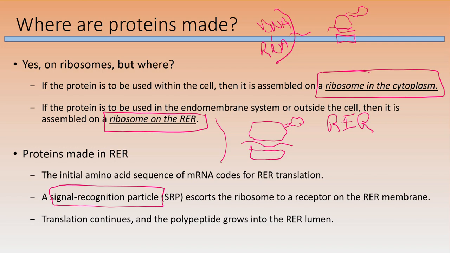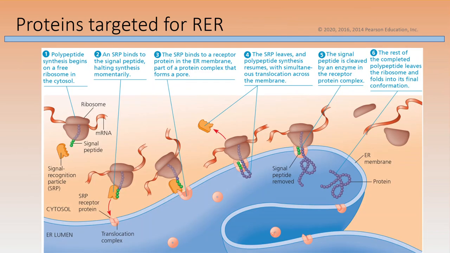So when that mRNA molecule attaches, the initiation starts, the entire ribosome will move over to the rough endoplasmic reticulum thanks to the signal recognition particle, and translation will continue while it's attached to the rough endoplasmic reticulum. And then this little polypeptide that's being made is going to grow inside the lumen, the interior portion of the rough endoplasmic reticulum. Here's a nifty little image showing you.